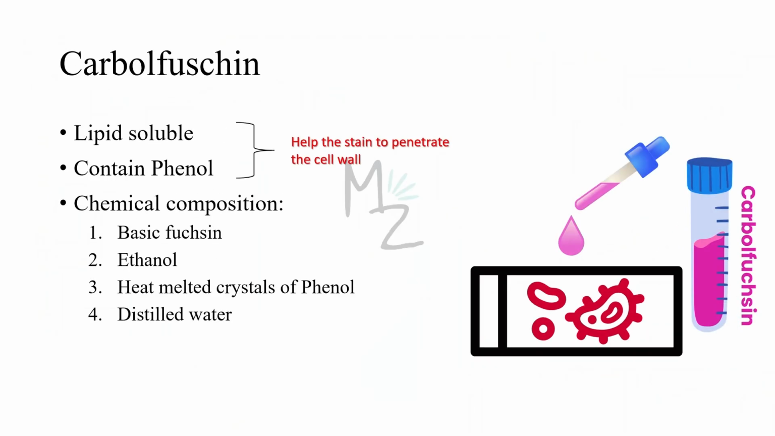Step 1, the addition of carbol fuchsin. But prior to adding, we should know what actually carbol fuchsin is. Carbol fuchsin is a lipid-soluble compound and it contains phenol in it. And these two things do what? They help the stain to penetrate the cell walls, as the cell walls are resistant, impermeable, and wax-like. Carbol fuchsin is composed of basic fuchsin, ethanol, heat-melted crystals of phenol, and distilled water. As you can see, this is carbol fuchsin.